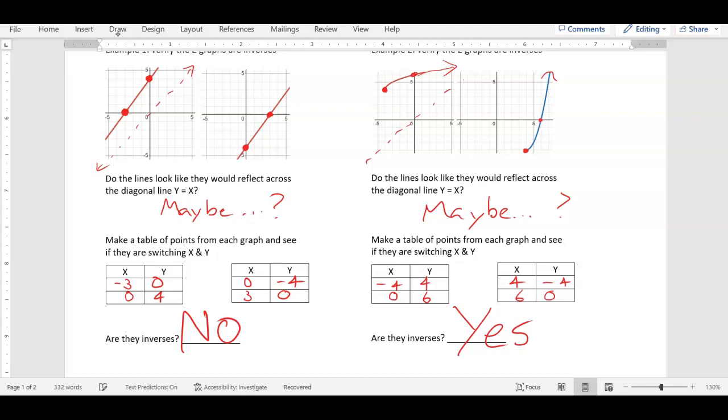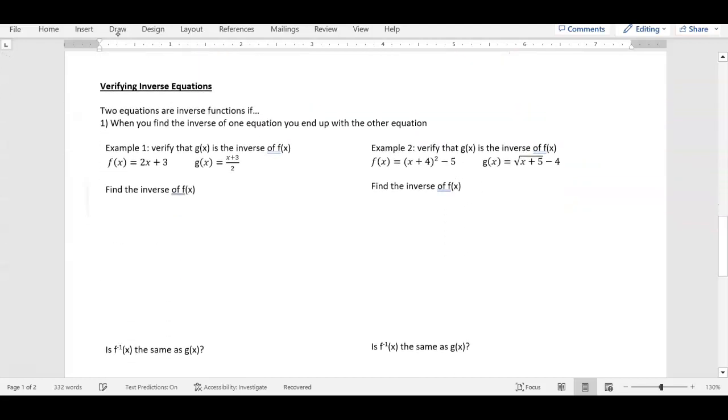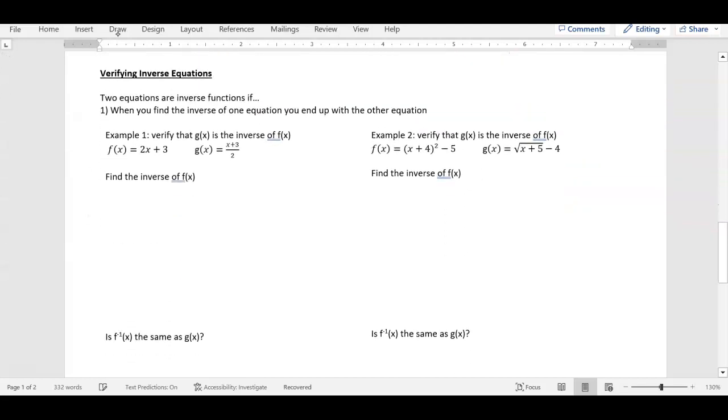Okay, so tables are pretty easy. Graphs are kind of mid-level. You gotta find some points and flip them, see if they work. See if they flip, actually. But what about for equations? So let me tell you, if you're given two equations and they ask you, are they inverses of each other?